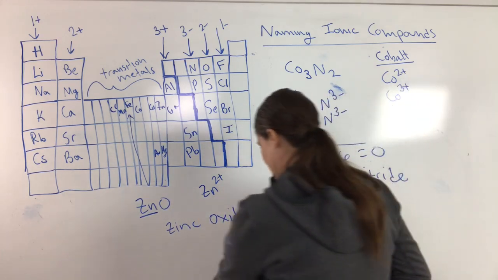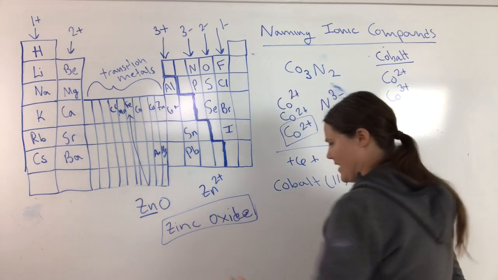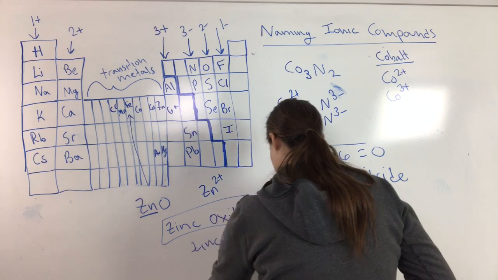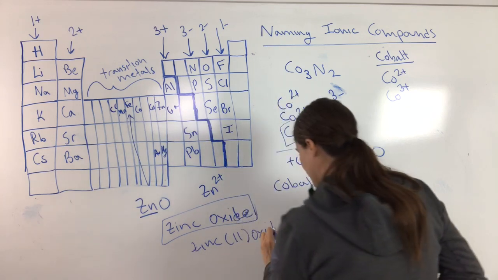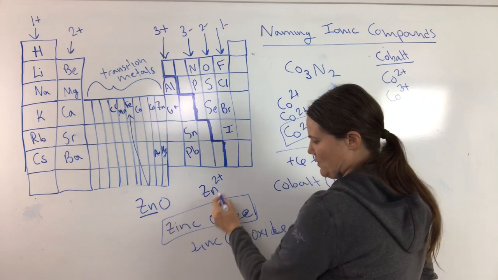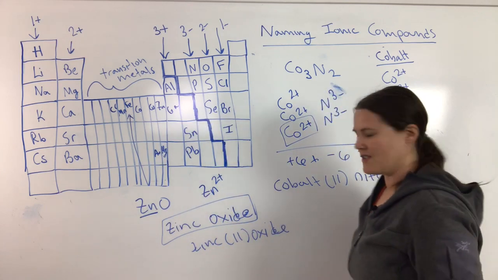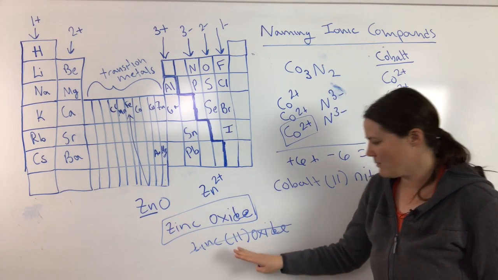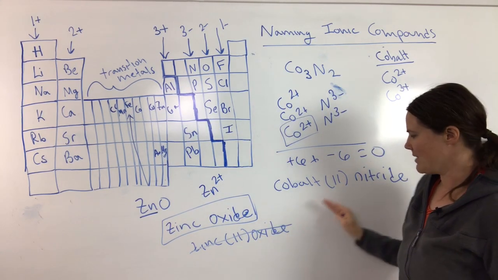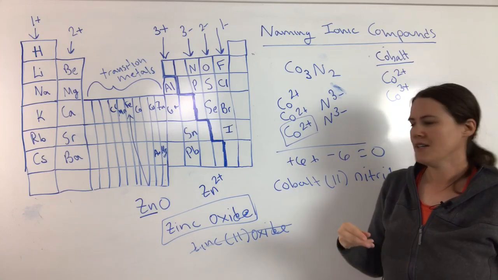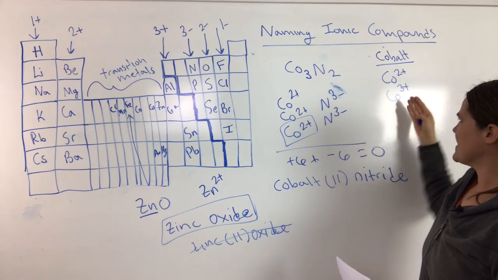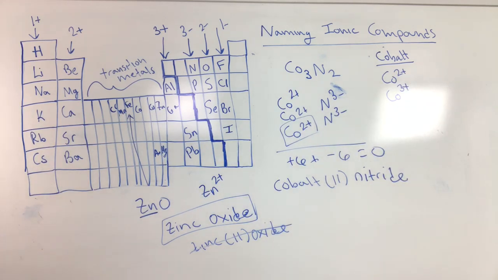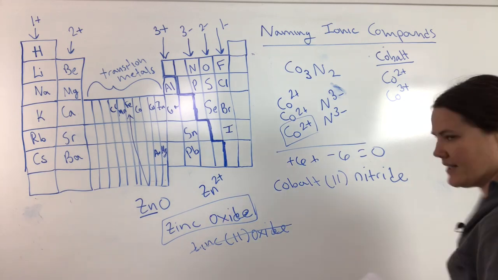And this is the reason why this is just zinc oxide and not zinc(II) oxide: because zinc always forms a 2+ ion, and we know that oxygen has a 2- ion, so this would be wrong. So when we write these names, the time that we need the Roman numeral is when we have elements that can form more than one ion. So we need to specify what the ion is in the compound.